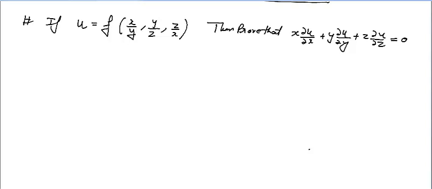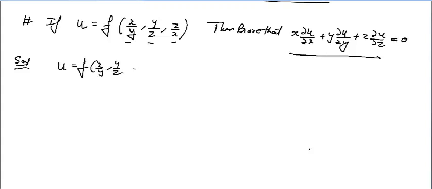So this is another question. If u is equal to f, a function of x, y, z, correct? So very interesting, f is a function of x over y, y over z, z over x, and you have to prove this. Now very interesting step is here. What I will do in the solution, you have u is equal to f of x over y, y over z, and z over x.